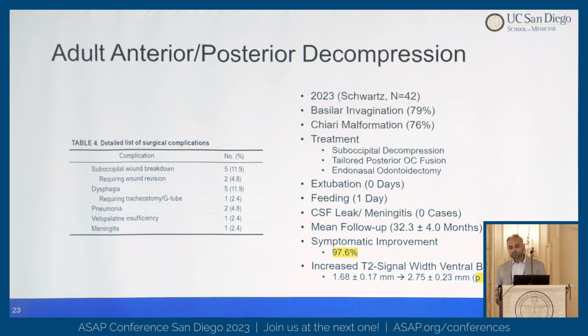The neurologic outcomes for many of these patients was quite good, 98% improvement following surgery, and we know, at least when you compared the preoperative MRI to the postoperative MRI, that you have increased T2 signal or CSF space in the ventral brainstem, which is the marker of a successful surgery.